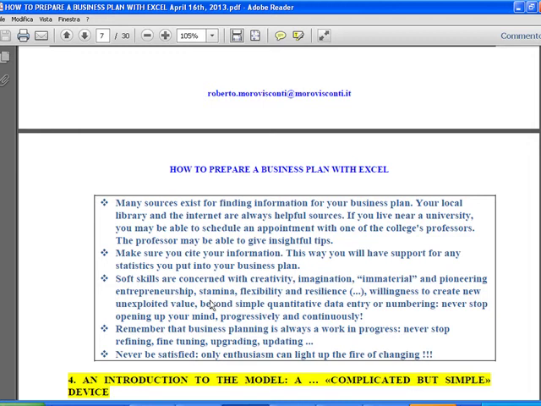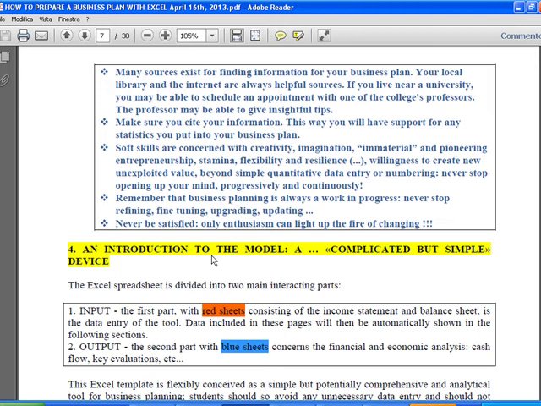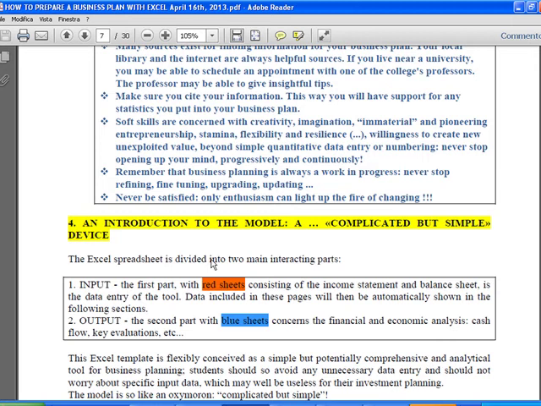Now we have an introduction to the model. This introduction is consistent with the Excel file that we are going to present in another video. You have input data in the red sheet. Input data consists mainly of some accounting information, such as balance sheet information, assets, liabilities, and differential net equity, and income statement, it means revenues and cost projections over time.